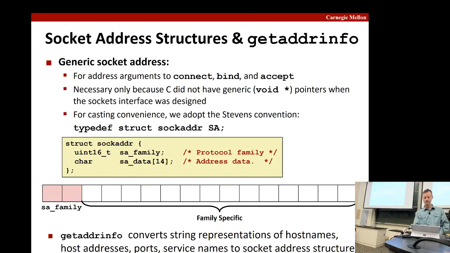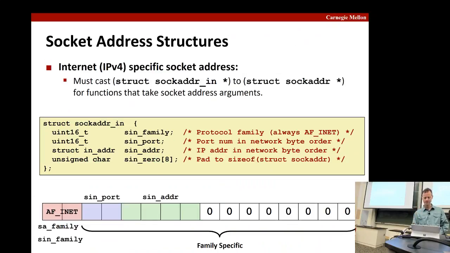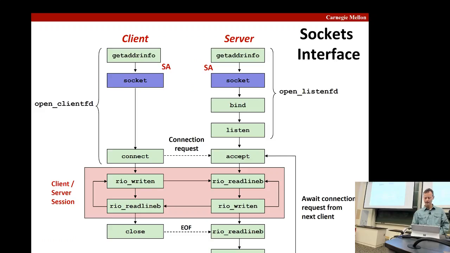And again, generically, it gets you back just some family code and some family specific data. So if we want IPv4, we have to actually specify that. And then we can get something back that looks like this, and from that we can get the port and the address. So the end result of that is that we have this pointer to the structure that has the address, the information we need.